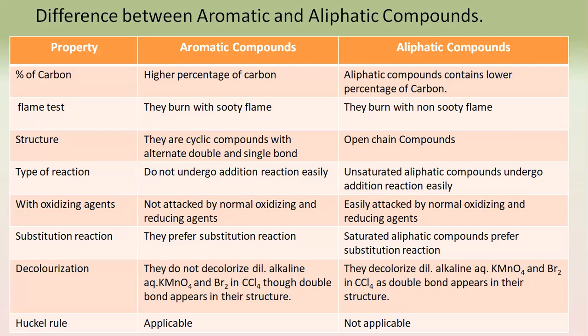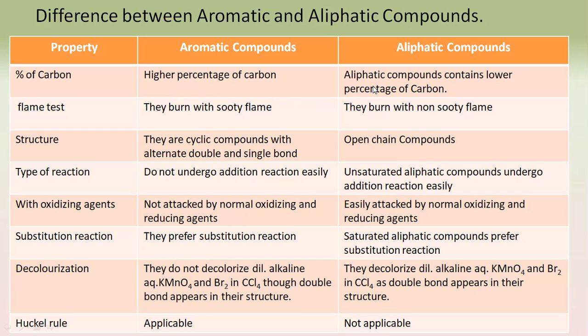See, this is the difference between aliphatic and aromatic compounds. First, we see the percentage of carbon. Aromatic compounds contain a higher percentage of carbon, whereas aliphatic compounds contain a lower percentage of carbon as compared to aromatic compounds. You just see the example of benzene, which has the formula C6H6, meaning if 6 carbons are present, 6 hydrogens are present.